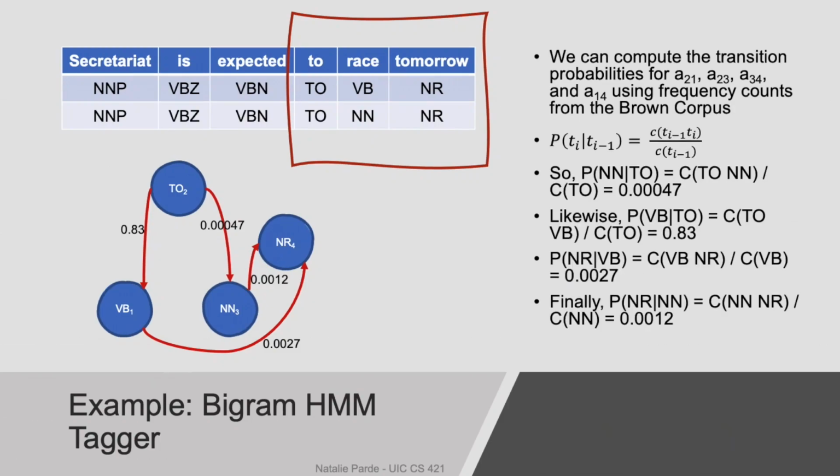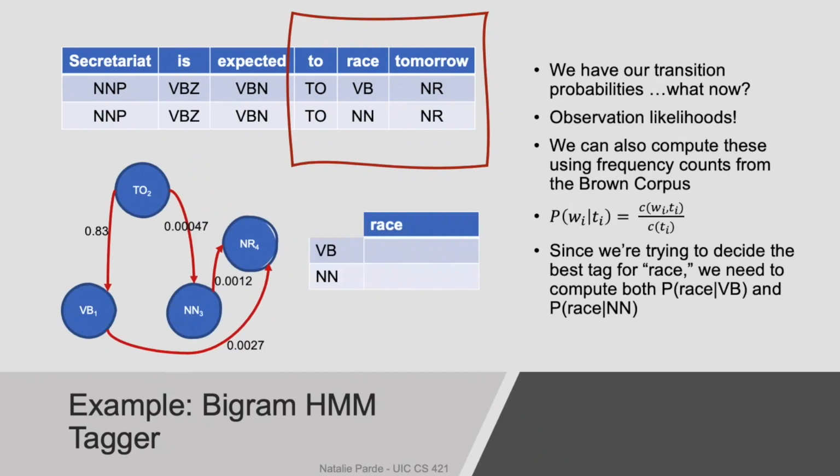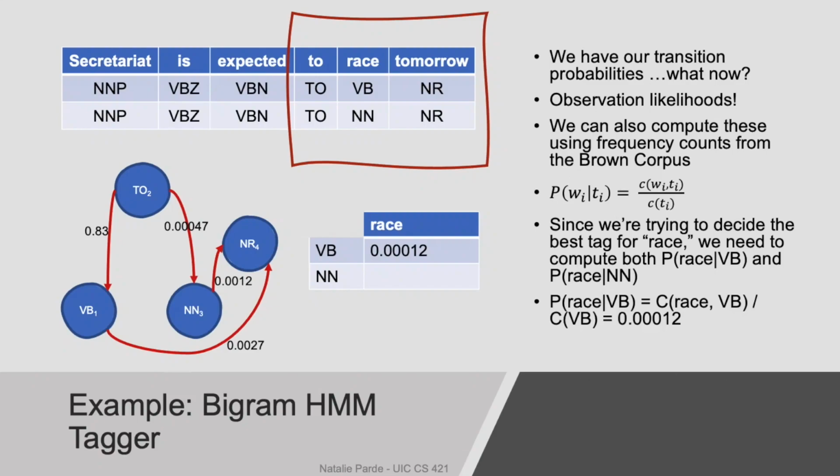And finally, we'll get the probability of an adverbial noun given a noun. This is actually even lower than the previous probability, 0.0012. So we have our transition probabilities now, but we're not finished yet. Next, we need to compute the observation likelihoods for seeing race given that the tag is a verb and race given that the tag is a noun. We do that using Brown corpus frequency counts as well.